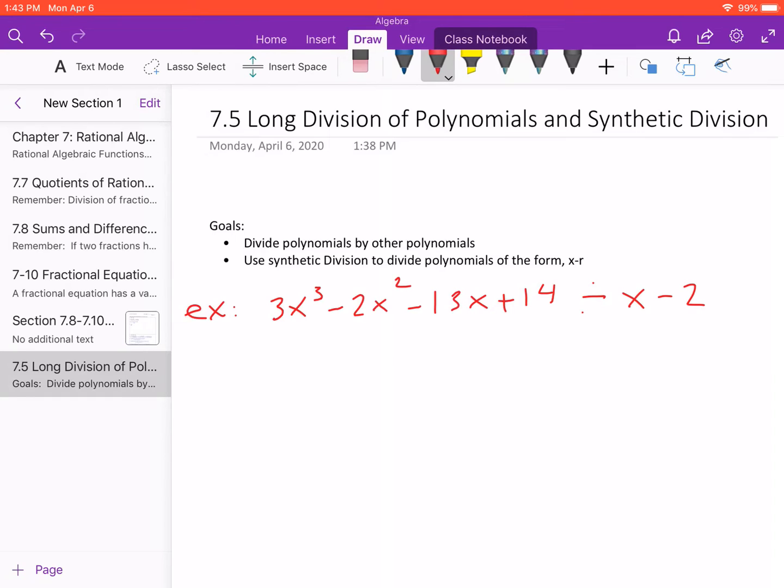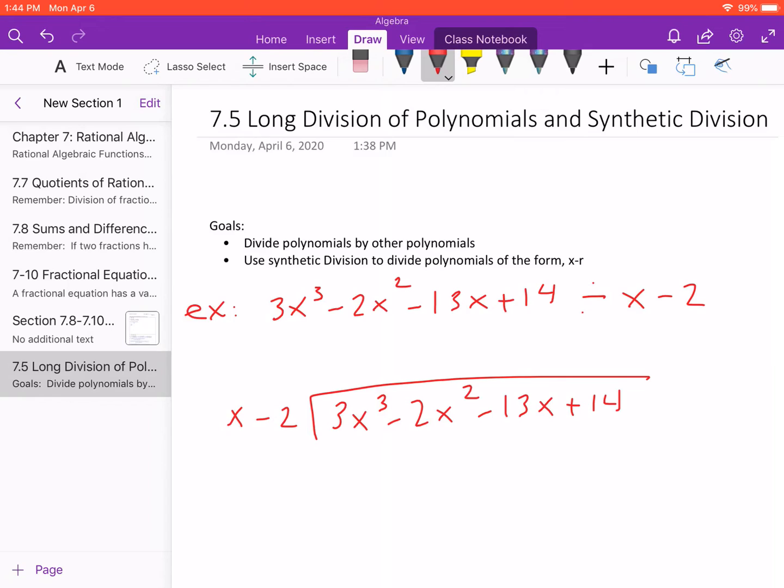The very first thing we would do is set up our long division problem. And so we would write 3x cubed minus 2x squared minus 13x plus 14 divided by x minus 2. This will remind you of something that you had in grade school when you did long division. So we're going to divide x into 3x cubed, and then we need to multiply 3x squared by x minus 2 to continue.